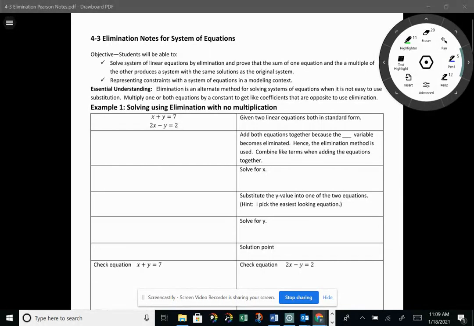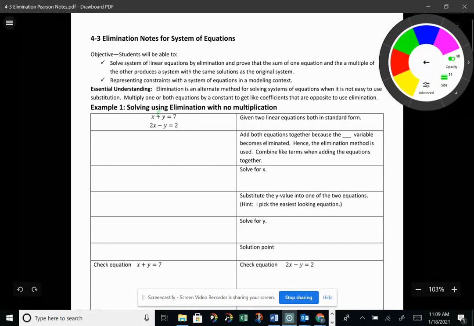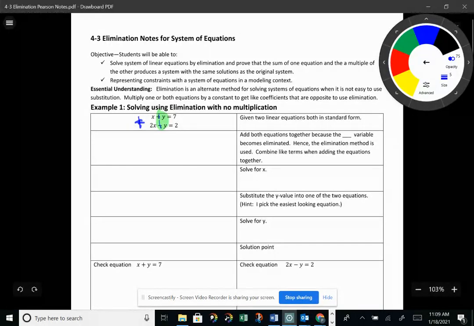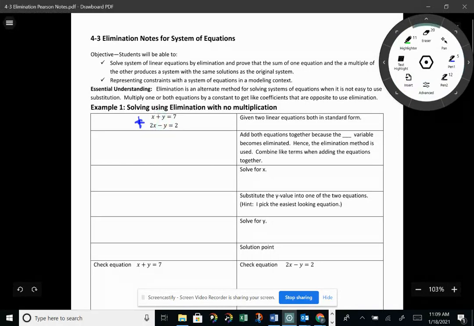So in example number 1, if I just look at this, I'm going to add these two equations. So when I add those two equations, x plus y equals 7 and 2x minus y, what happens is those y's are going to become eliminated, because y minus 1y, that should be a minus, sorry, is now 0.